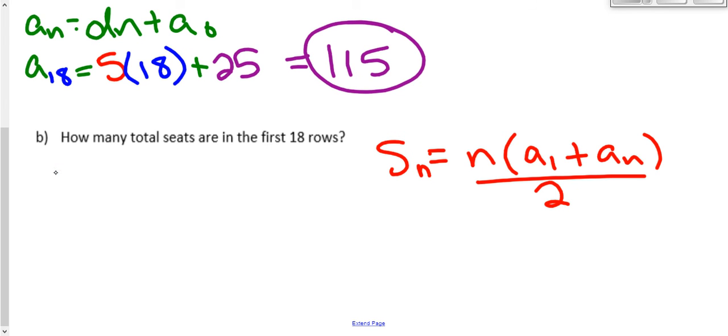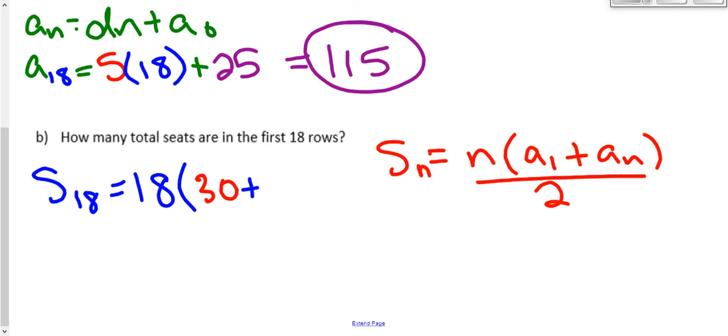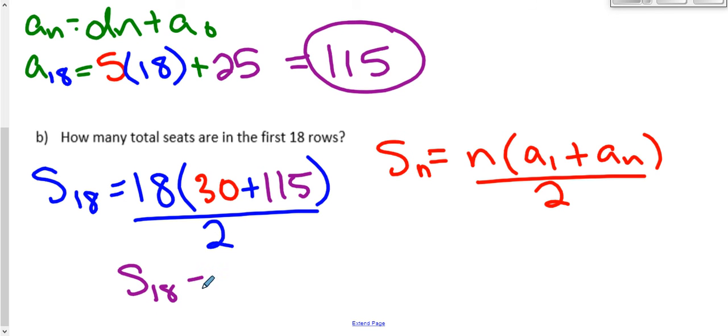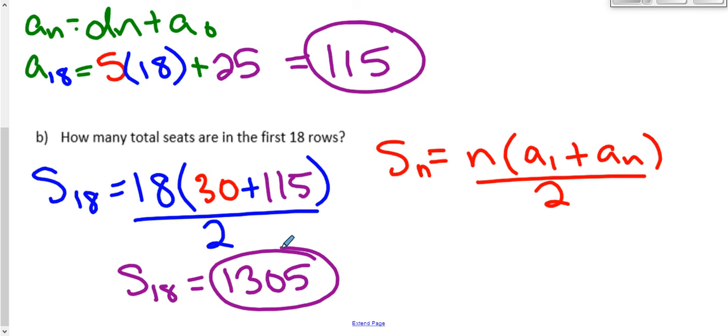We're trying to find the sum up until the 18th row. That's going to equal our n value, which is the number 18, times our first number of seats in the row, which was 30, plus the number of seats we just found in the last row, which is 115, and then we take that and divide it by 2. If we plug that into our calculator, it looks like the sum of all the seats in the first 18 rows is 1,305 seats. We're going to pick up with the last 2 questions, or the last question in both parts, in the last video.